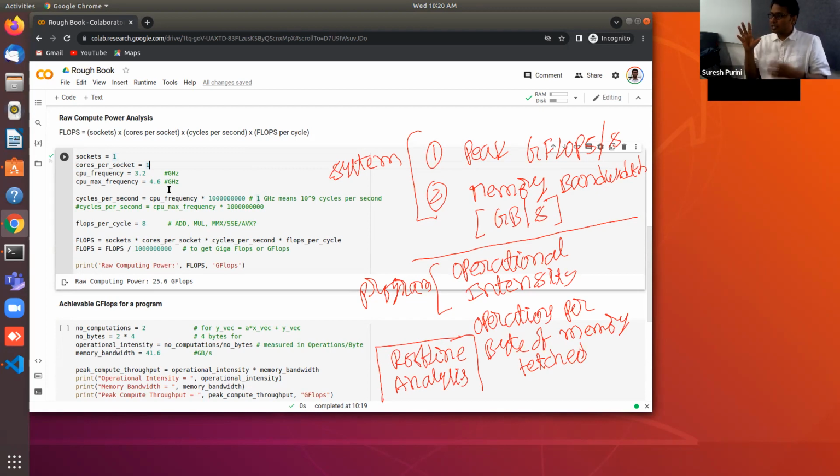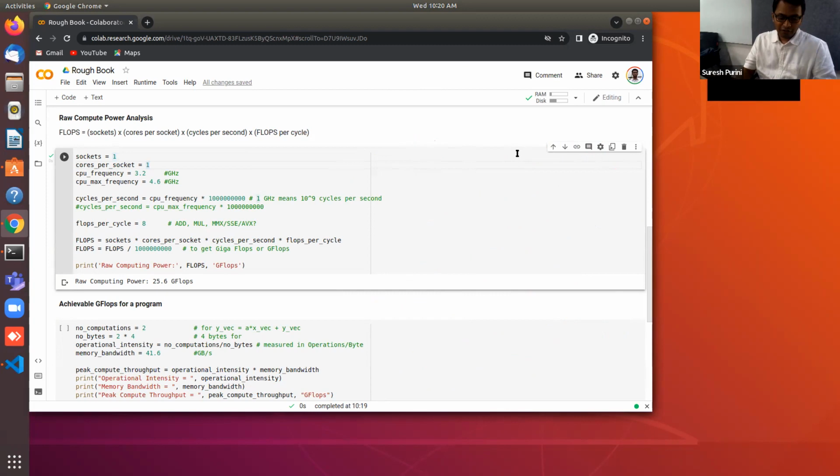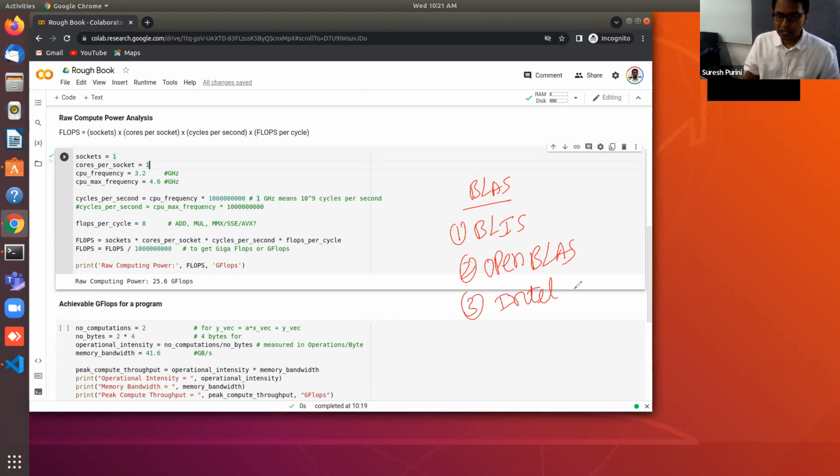And there is a benchmark, BLAS, which is the assignment you will be working on; a subset of BLAS programs is what you will be working on. There are different implementations of BLAS. For example, BLIS is one implementation, OpenBLAS is another, and Intel MKL, Math Kernel Library, is another. Usually they are very compute intensive.